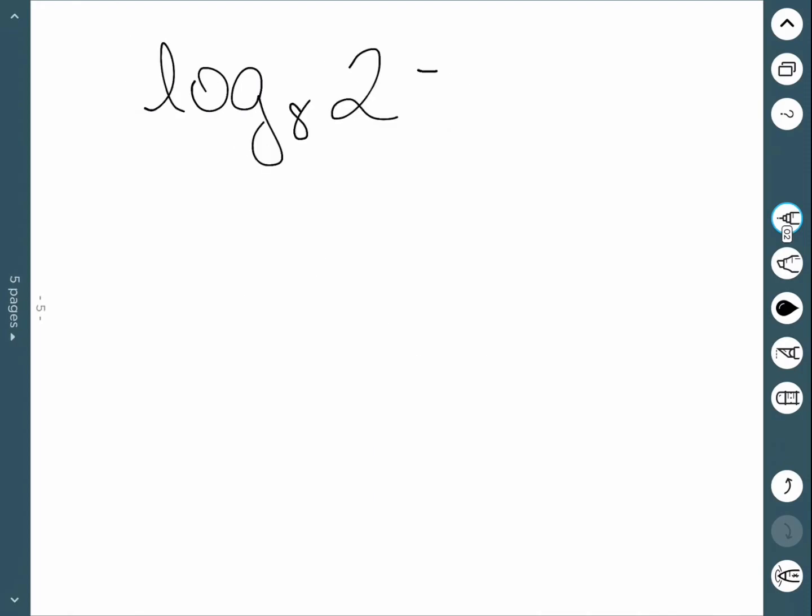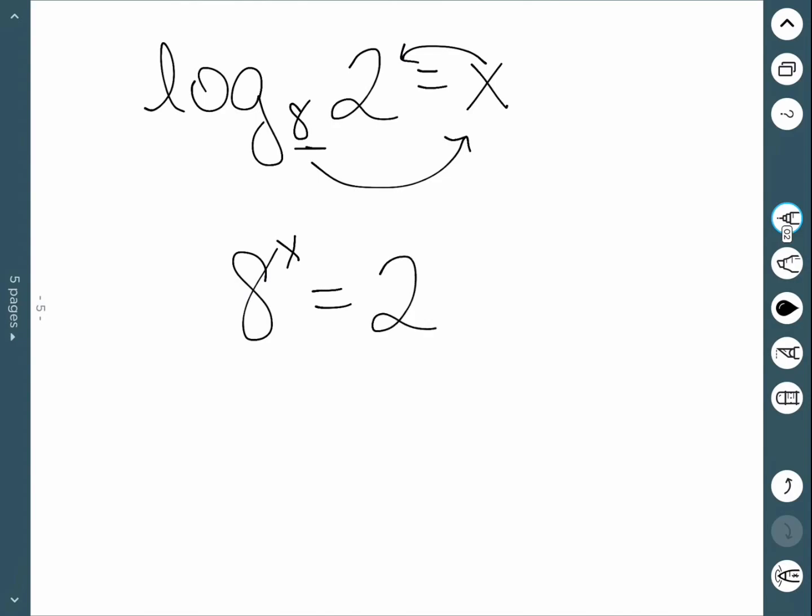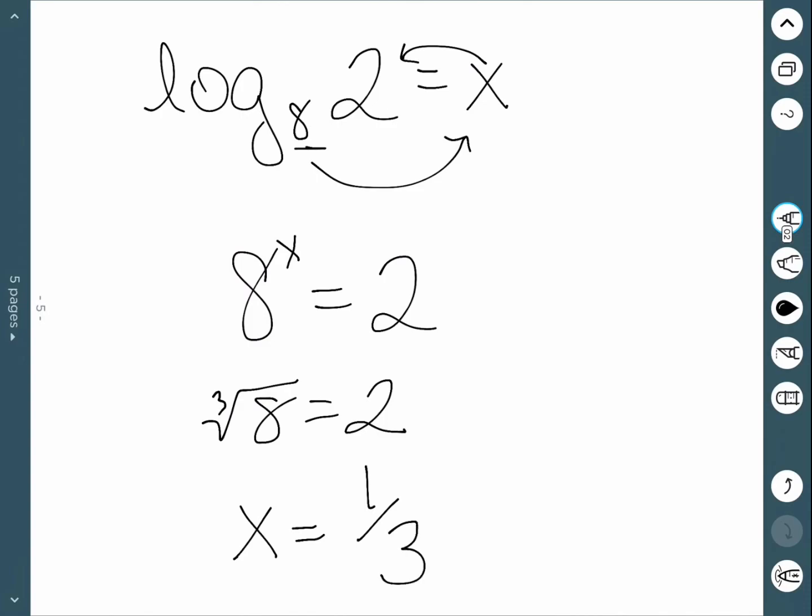Log base 8 of 2. This time we would have 8 to the x power is equal to 2. 8 to what power is 2? Well, this one's a little bit more complicated, but we can figure it out. How can we relate 8 and 2? Well, we do know that the cube root of 8 is equal to 2, and we know that a cube root is the same thing as a 1/3 exponent. So in this case, x is just 1/3.